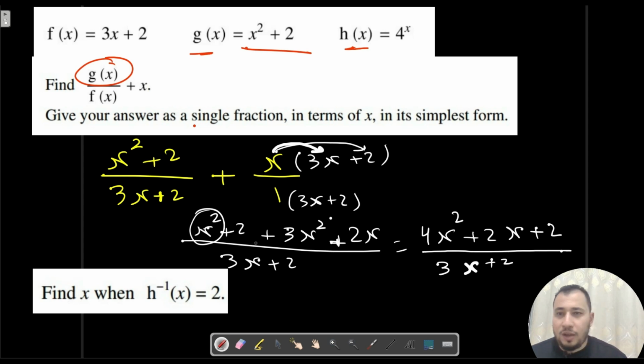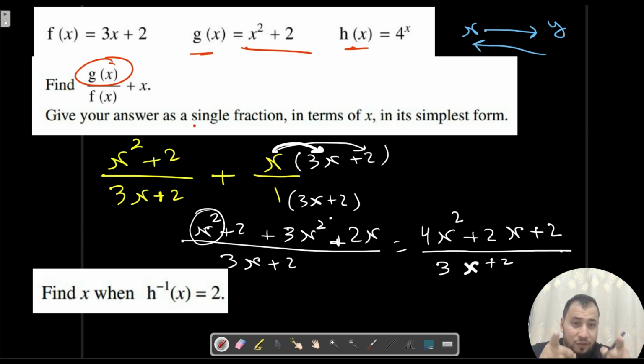Now, let's take a look at this question here. Find x when h inverse of x equals 2. This is very important and very simple, by the way, and pay attention to that. The inverse function is the opposite. The idea of inverse function is what? In the regular ones, you have x and your output, your final answer is y. But in the inverse function, your final answer is x, because it's the opposite way.